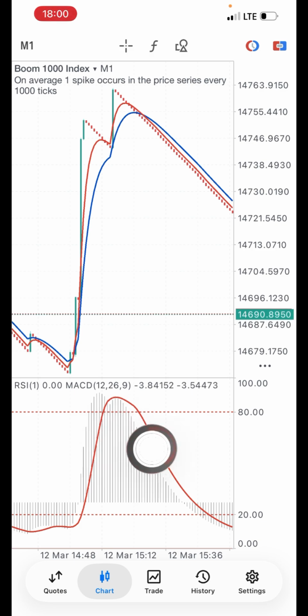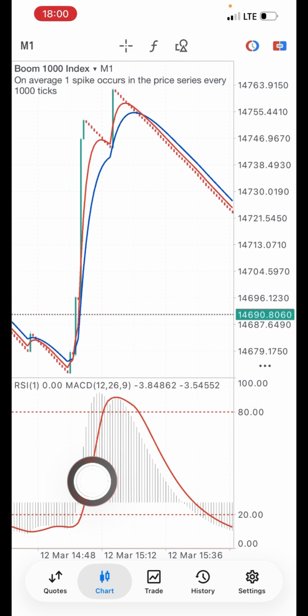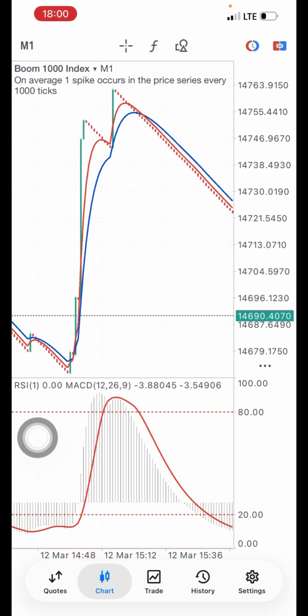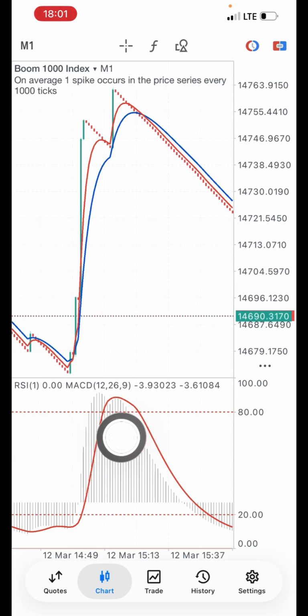And this must happen above the 80 level. You need to wait for the signal line to get to the 80 level, and you need to wait for the main line here to get to the 80 level too, which is our overbought level. Then you need to see that this line has started crossing below the 80 line, around this level here, around the 80 level. Once you observe this, it means that the market is about to reverse. That's a sell signal.